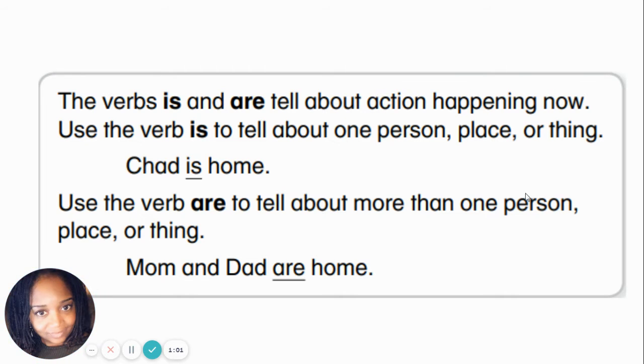Use the verb are to tell about more than one person, place, or thing. So our example is mom and dad are home. So mom and dad is more than one person. So we're going to use are as our verb in the sentence. So remember, when we're talking about one person, place, or thing, we're going to use the word is. We're talking about more than one person, place, or thing. We're going to use the word are.